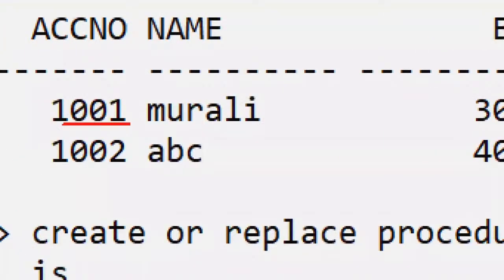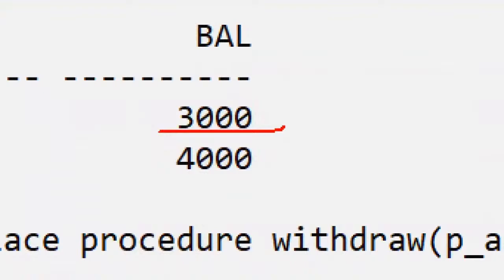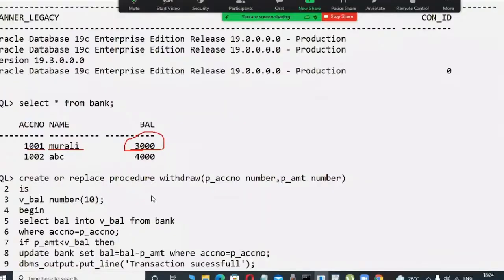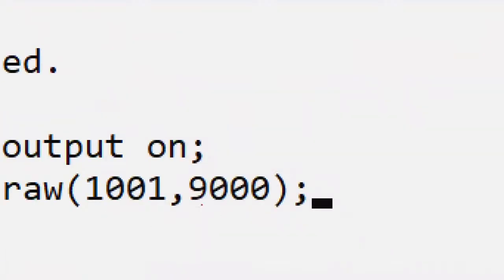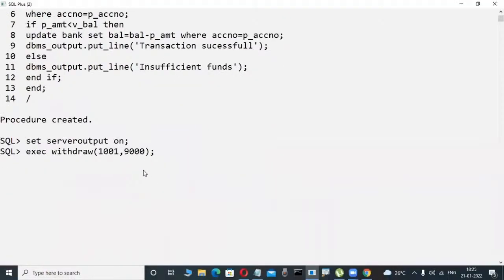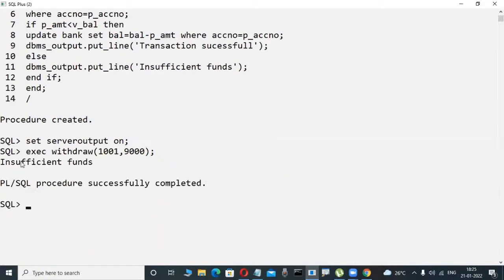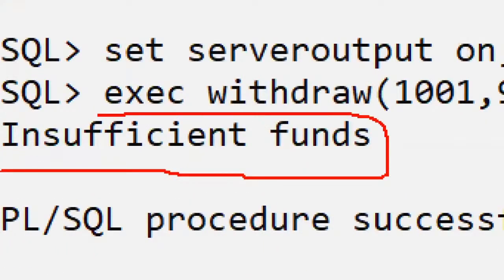Observe my account number here in this table, slowly observe it. 1001 is my account number, and it's my name only. My balance is how much? 3,000. In my table, 3,000 is the current balance. My account number is 1001, but I try to withdraw how much? 9,000, because I'm writing this program. Is withdrawing 9,000 possible? No. So now it will display the message, insufficient funds.